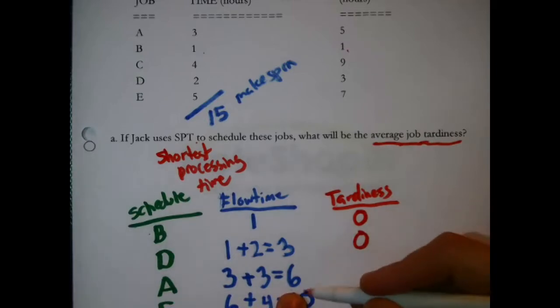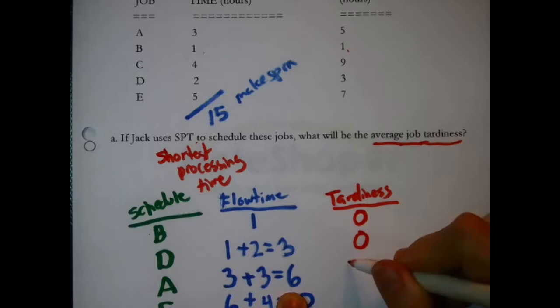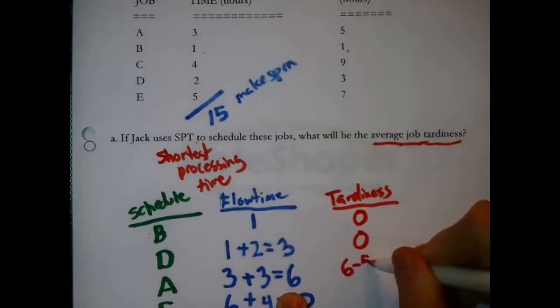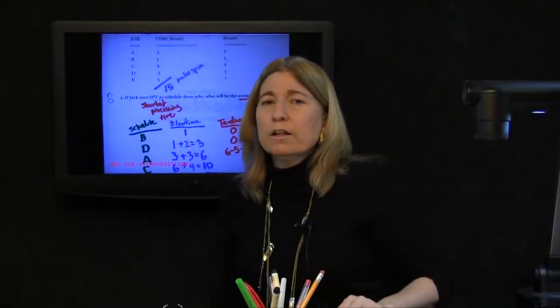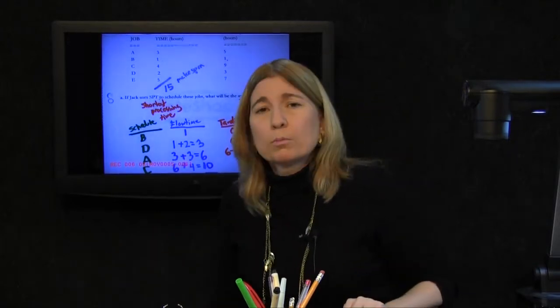A will be finished in 6 hours. Its flow time is 6 hours. A was promised in 5 hours. Uh-oh, now we're running into trouble. A was due in 5 hours. That means that 6, this is when we're going to finish it. 5, this is when we promised it. It's just logic. That means that job A was going to be 1 hour tardy, or 1 hour behind.